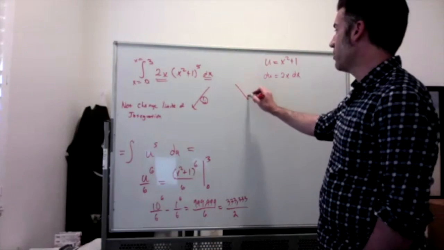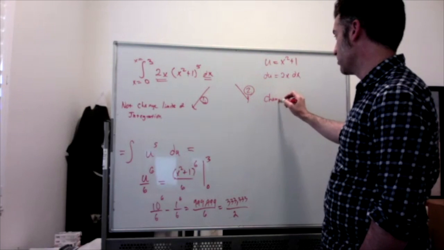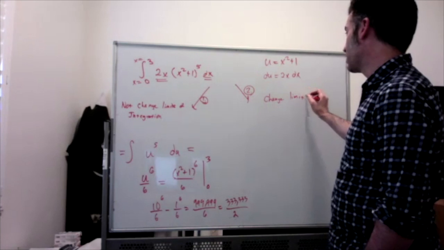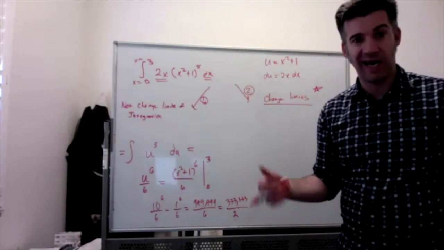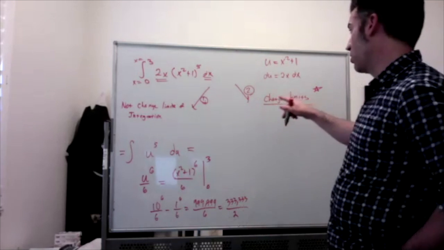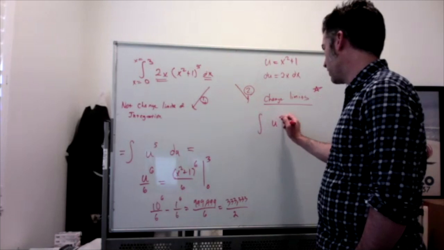On the other hand, you could do this thing where you change the limits of integration, which I think is the better way to do it. If you have a choice, I would take this way. So we're still going to do the same integral. It's going to be the integral of u to the 5th du.